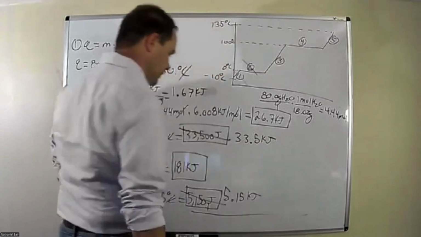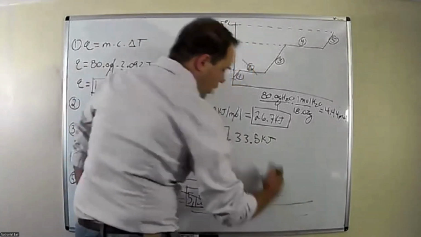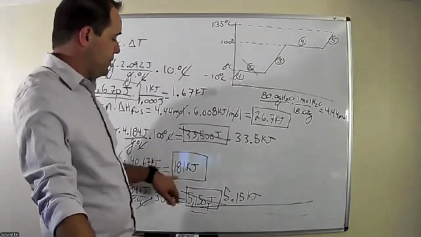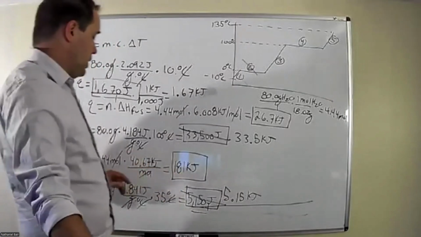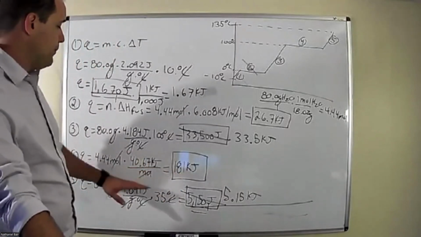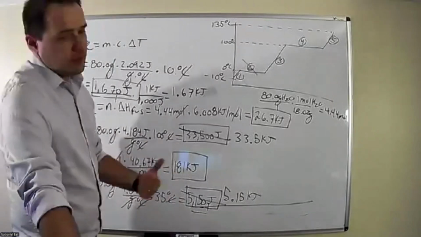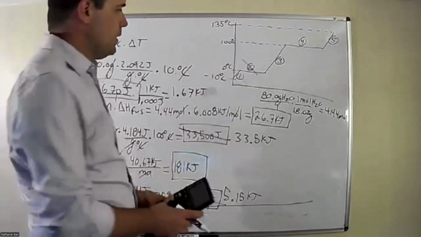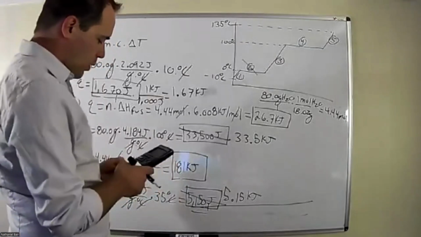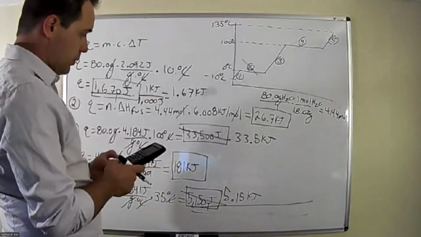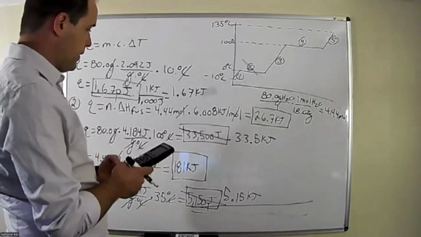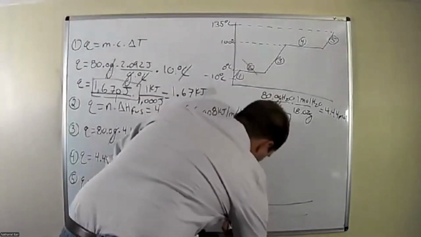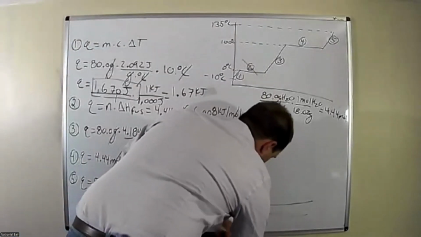Now, here's what I was saying to Loudon. Now we have to add them up. And when you add them up, addition and subtraction sig fig rules are all about place value. I'm going to stop at the ones place because this portion right here gave me 181, and that's just the ones place. If you went to the tenths place or hundredths, it's fine. I won't take off all the points. So anyway, we add these all up. 1.67 plus 26.7 plus 33.5 plus 181 plus 5.15, and we're going to get 248 kilojoules.